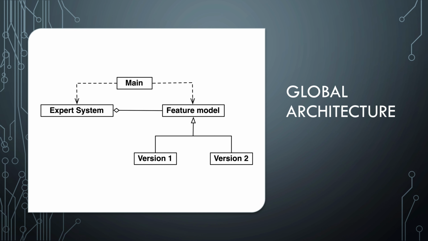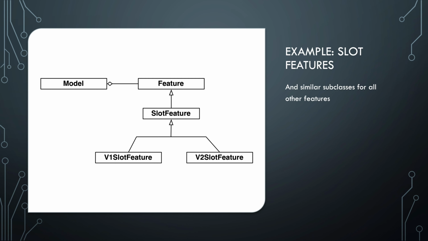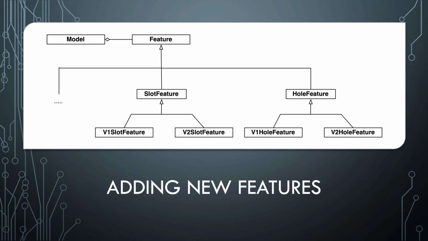Globally speaking, the expert system will use some kind of model of a feature, and there are different versions of that feature model, and possibly more versions will come in the future. So, how to actually implement this? You could create a generic feature class, subclasses for each specific feature, and then again subclasses for each version of that specific feature. You would then get something like this.